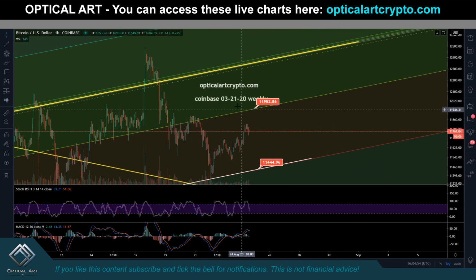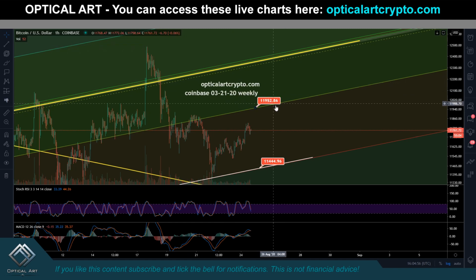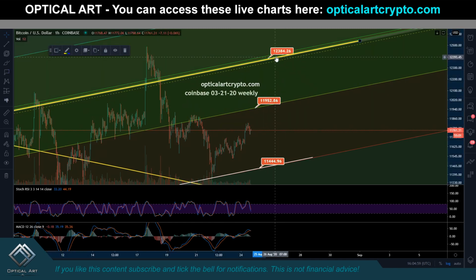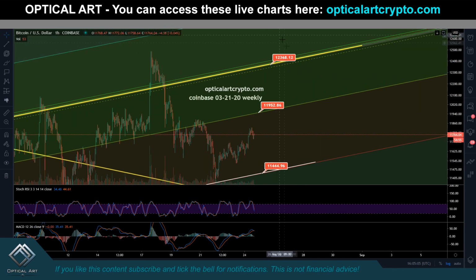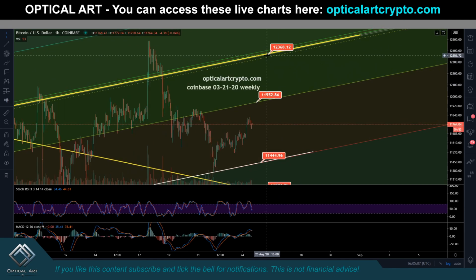If we do push above this point right here, 11,952, your target above, your next major macro target is $12,368. If we get above this point, find support, I get bullish. As long as you're below this point, I'm bearish.